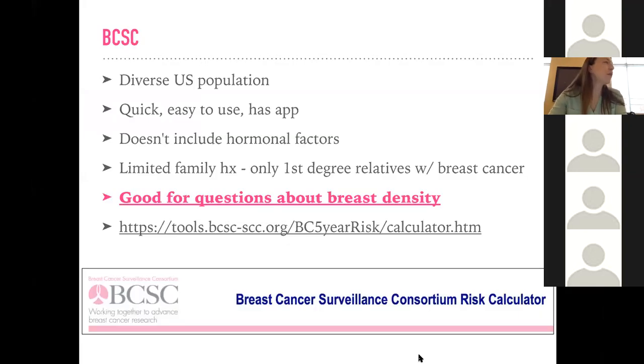That's good. Okay, great. So that's the BCSC tool. I think that one is a good one to keep in your back pocket just because it's pretty useful for most patients, especially about breast density.